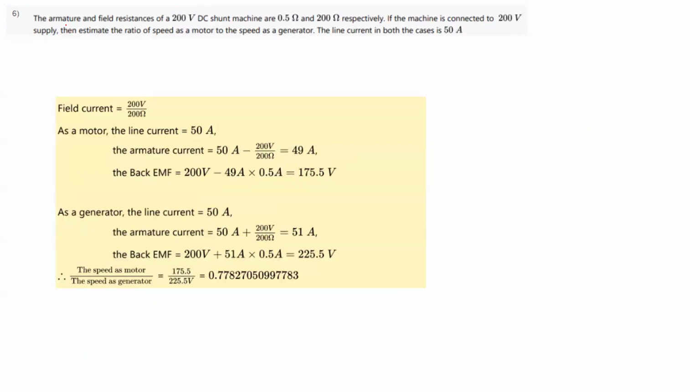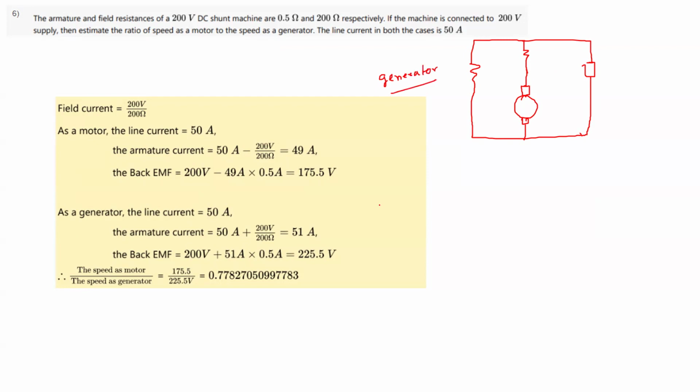Now in the next problem, it is given that this is a DC shunt machine. This is the information of a DC shunt machine. Let me just draw it. Here we have the armature resistance and the field resistance, and we have the load here. Suppose this is the case of a generator. They are saying that they are running the same DC machine as the generator, and then they are running the same DC machine as the motor. So I am drawing the same circuit.